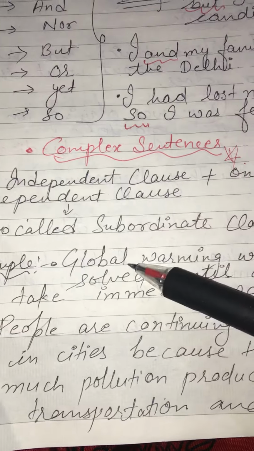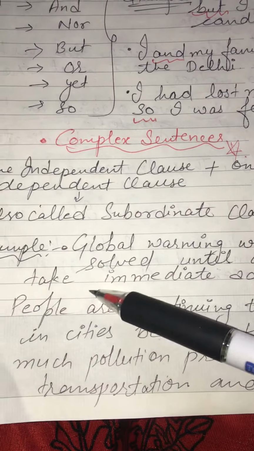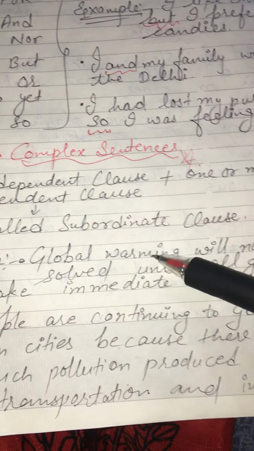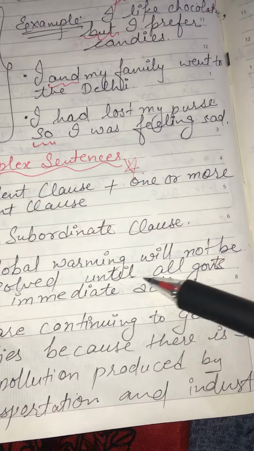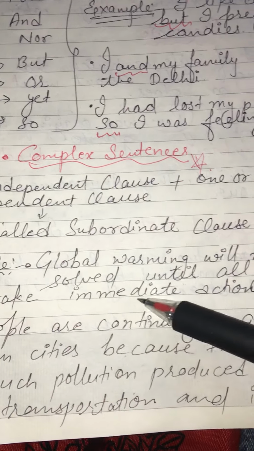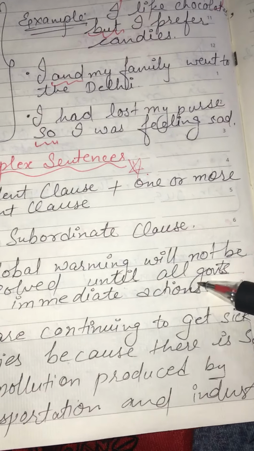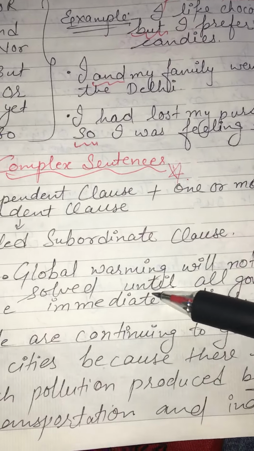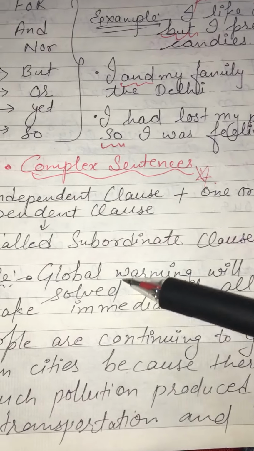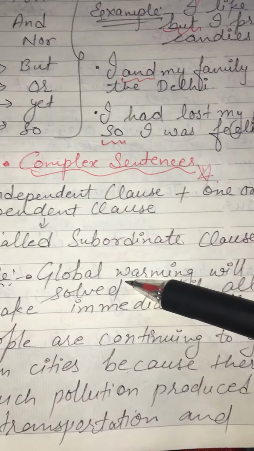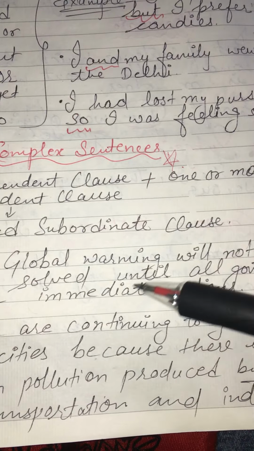For example, global warming will not be solved until all governments take immediate actions. Global warming will not be solved. There is one independent clause. Until all government take immediate actions. All government take immediate actions. This is the dependent clause. Until is a subordinate conjunction. Two clauses, one dependent and another one independent, are connected by the subordinating word until.